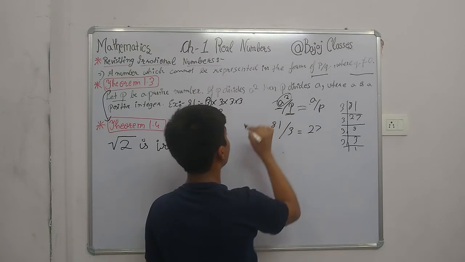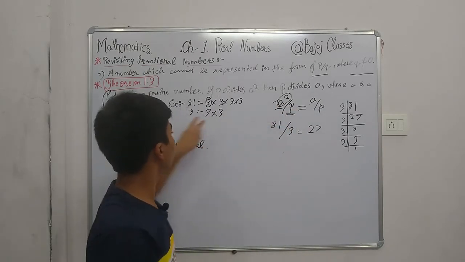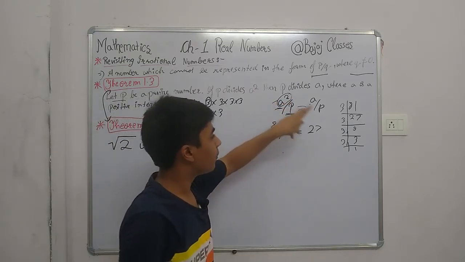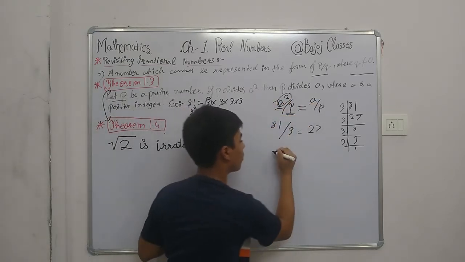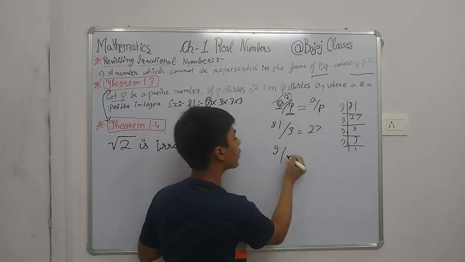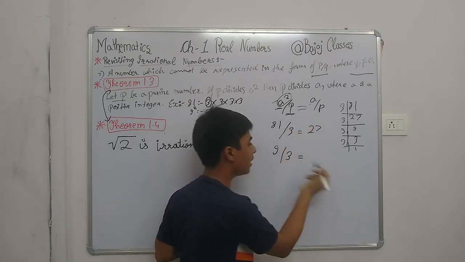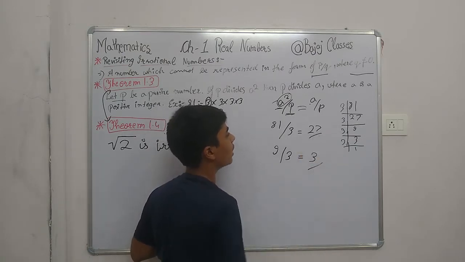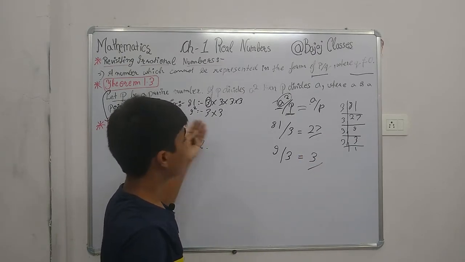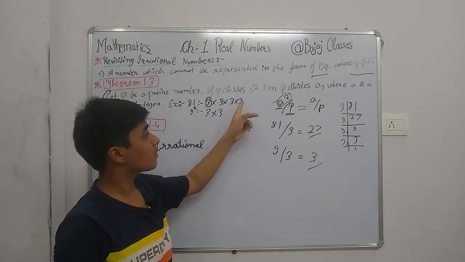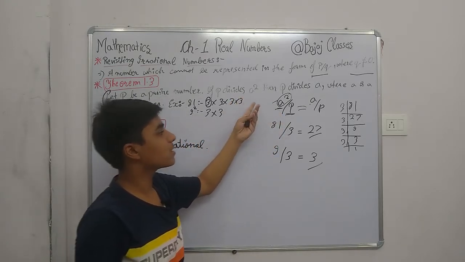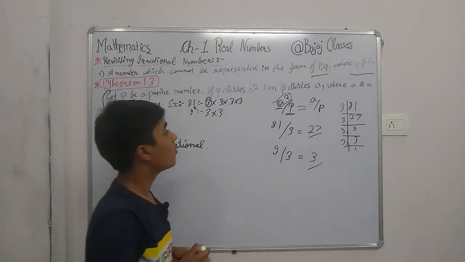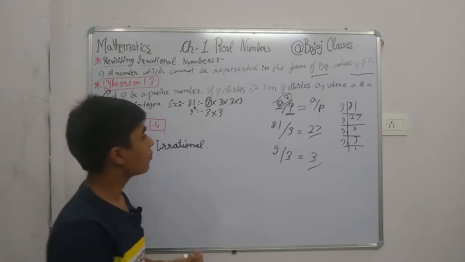Now we will take a. So what is a square? 9 squared is equal to 81. Now we'll take only a. So a is 9, and our p is the same, 3. So 9 is divisible by 3, and the quotient is 3. So simply we can conclude that if a square is divisible by p, then a will also be divisible by p. This is the main concept.